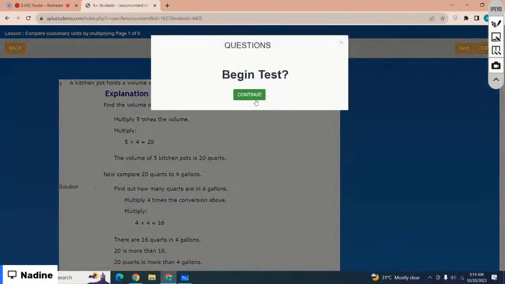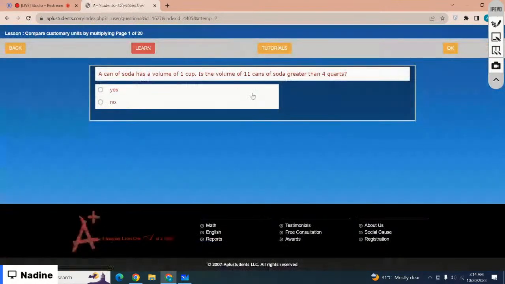Let's just start with the test questions. A can of soda has a volume of 1 cup. Is the volume of 11 cans of soda greater than 4 quarts?